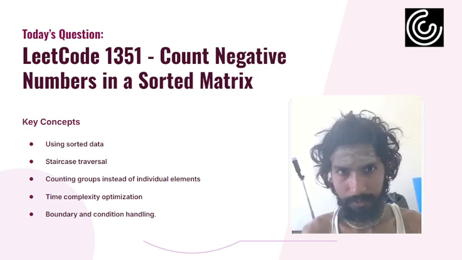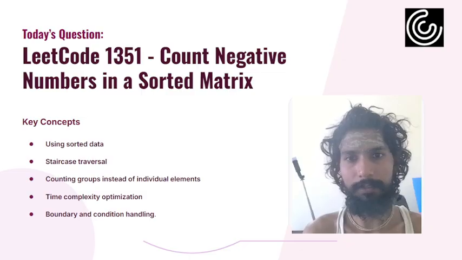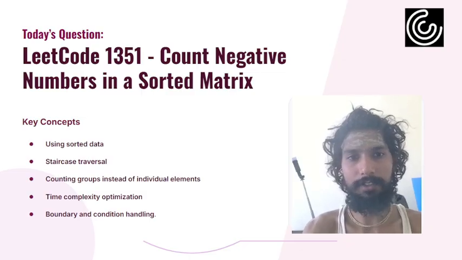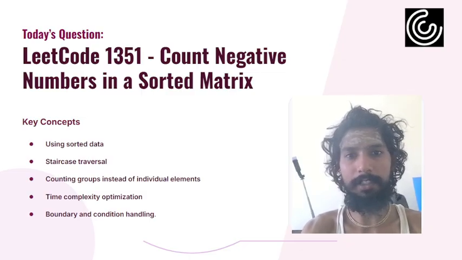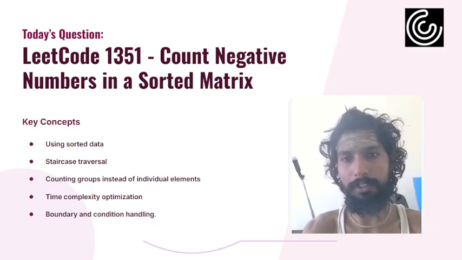Today we are solving LeetCode 1351, count negative numbers in a sorted matrix. This is an easy problem, but it teaches a very important DSA idea. When data is sorted, do not blindly check everything. Use the sorted structure to skip unnecessary work.